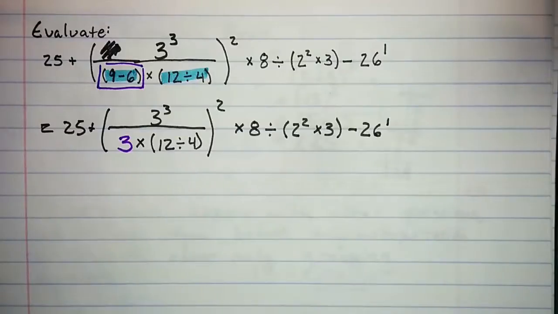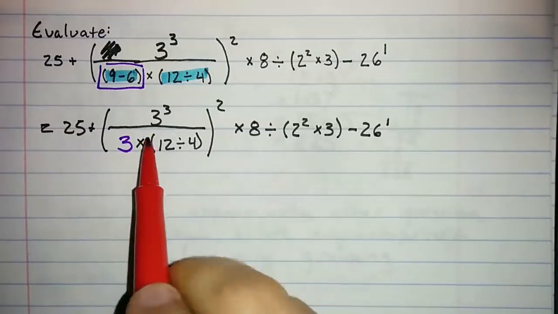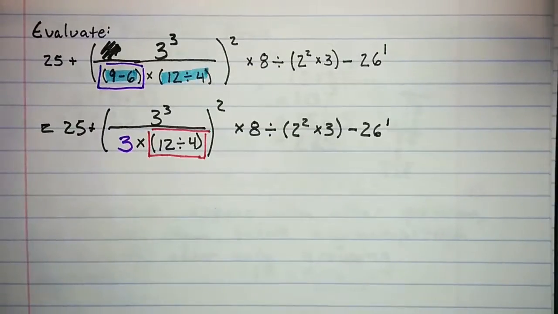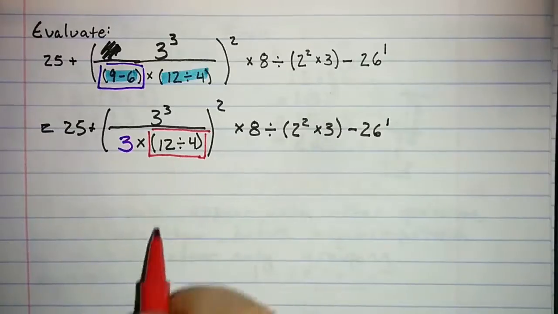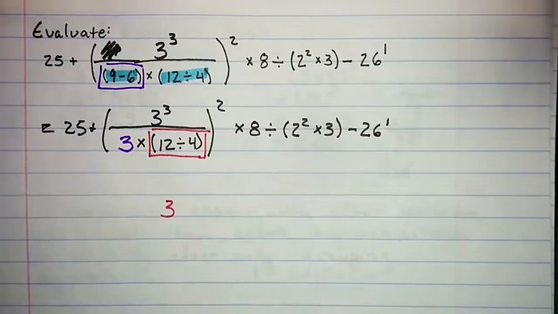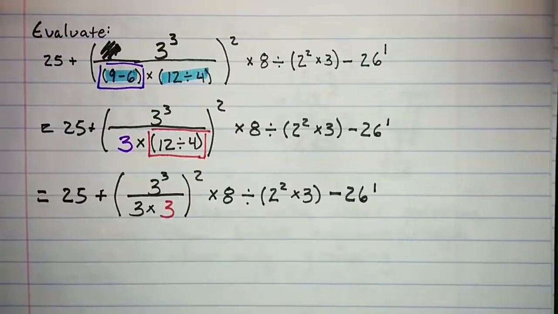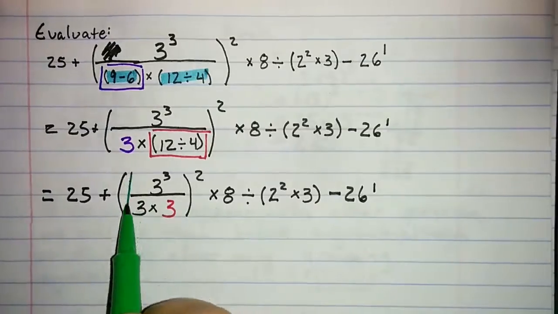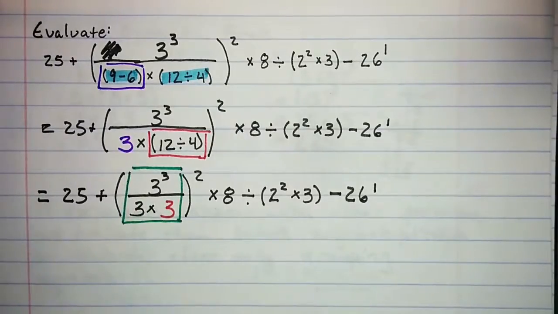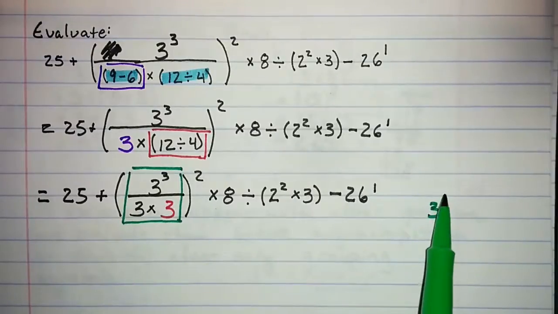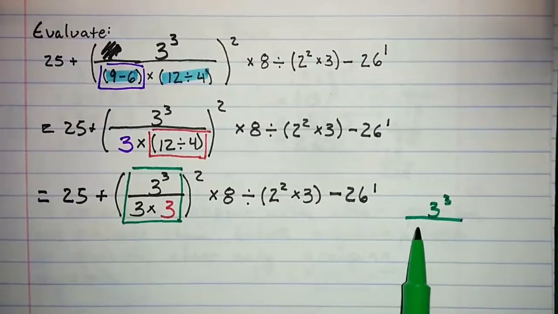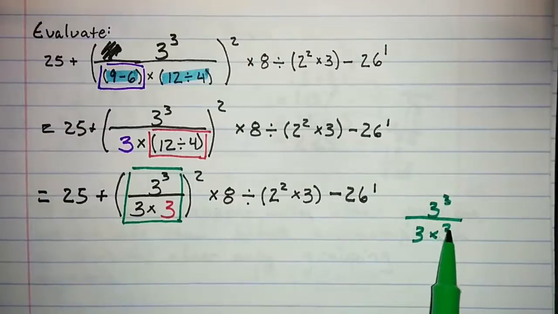All right. My other innermost grouping symbol was this one. 12 divided by 4 is 3. And now I copy the rest of the problem. All right. My innermost remaining grouping symbol is this division bar. So I'm going to take this off to the side. I'll have 3 to the third over 3 times 3.